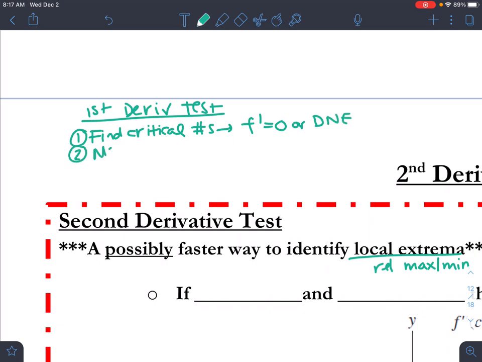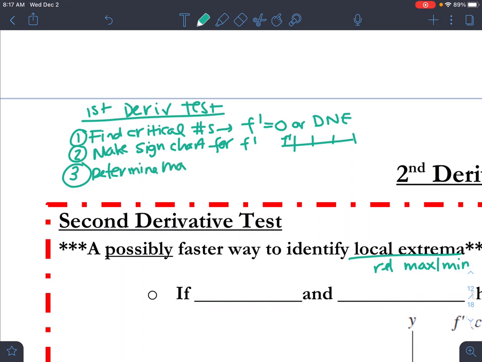Then you would make a sign chart for f prime, putting in the critical numbers and the endpoints. And then step 3, you would determine relative maxes or mins by analyzing this sign chart. So you'd look and say, oh, it changes from positive to negative, therefore it's a relative max. So that's the first derivative test, just as a heads up when I refer to that.